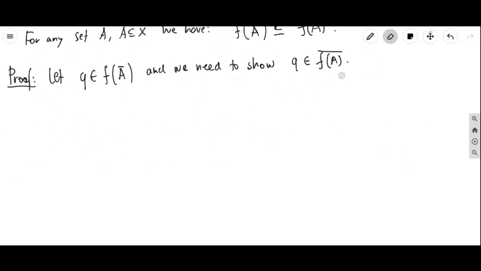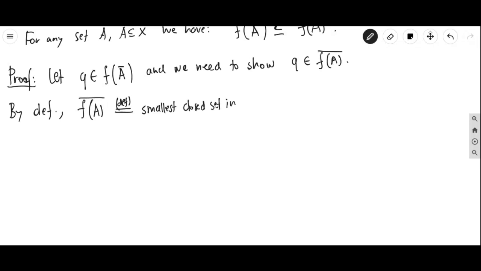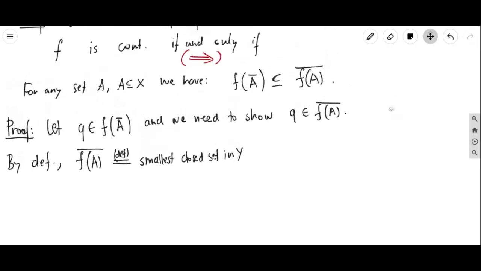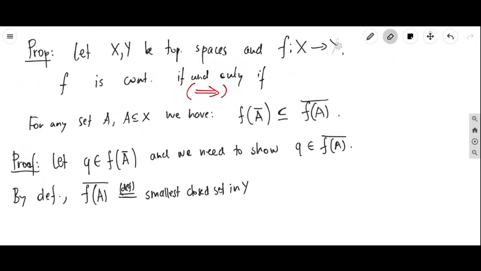So now what is f of a closure by definition? By definition, f of a closure is equal to, by definition, the closure of the set, this is the way we define it. This is the smallest closed set in Y, of course, because f of A is a subset of Y. We started with a subset of X. After we apply f to it, it's now a subset of Y.